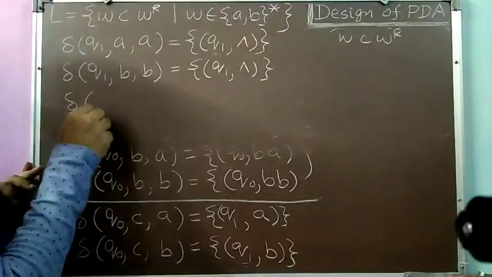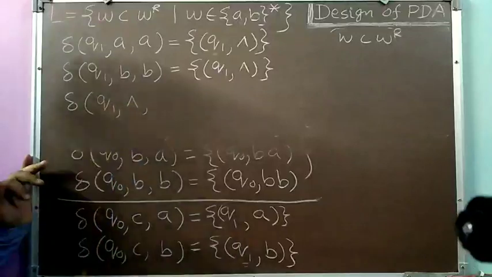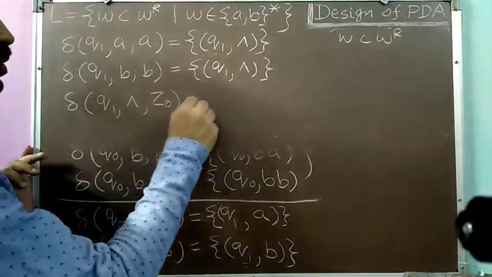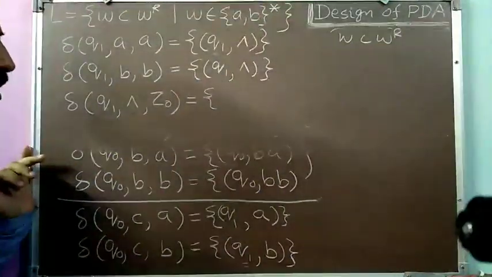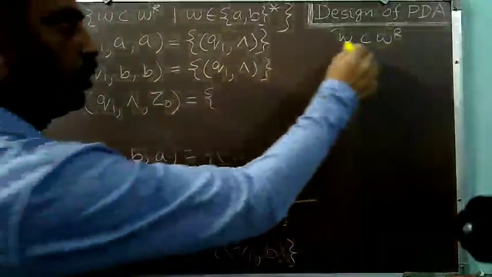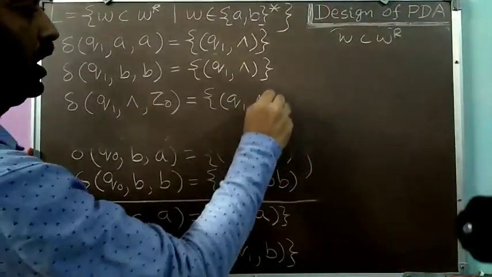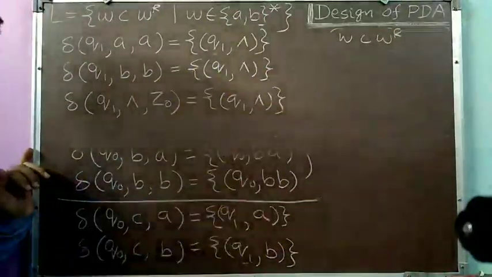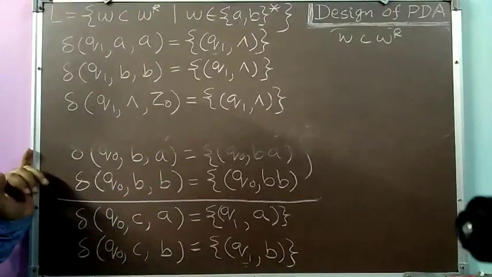So I will be getting the situation that I am in the state Q1, my input string is exhausted, and at the top of the pushdown store is Z0. This signals the success because my string has been exhausted, and this W has completely matched with this W^R. So I will be in the state Q1 and emptying my pushdown store. This will signal the success and my string will be accepted. So these are all the transitions here.